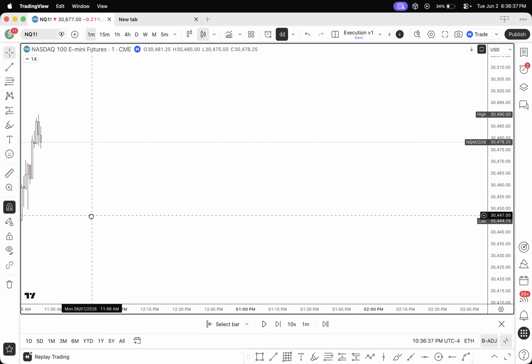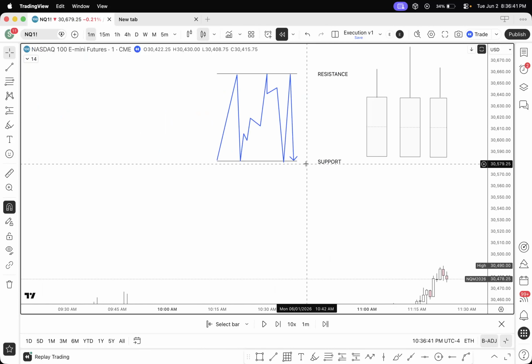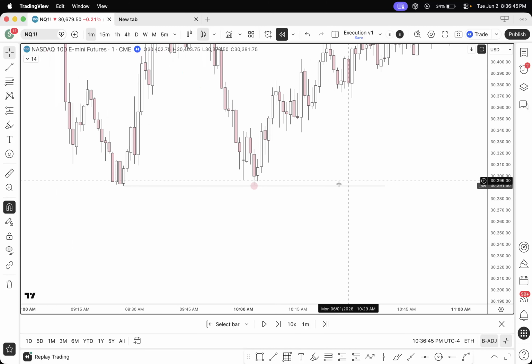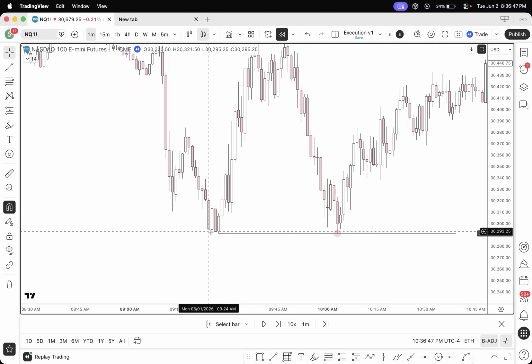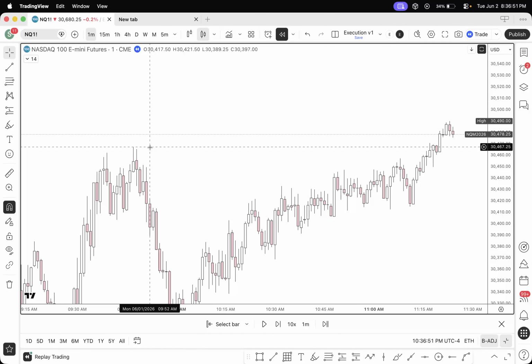So support is the one on the, what is it? Yeah, right here. Okay, support is the one on the bottom. Resistance is the one on the top, okay? Because support is supporting price to go higher. So this one would be support, right? And then resistance would be right here, okay?